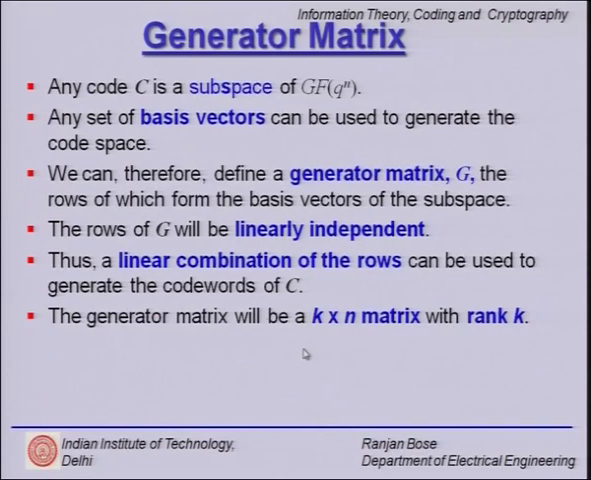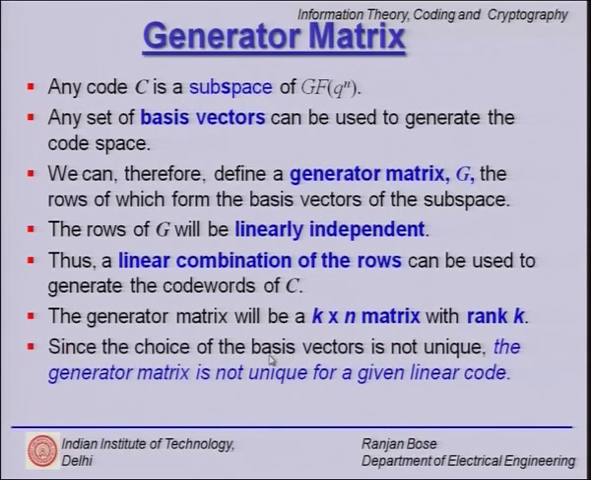Now this generator matrix will be of size k cross n, and it should have a rank k because there are k linearly independent rows, and n is necessarily larger than k. Since the choice of the basis vectors is not unique, the generator matrix is obviously not unique for a given linear code, and therefore we will shortly see there could be equivalent codes.